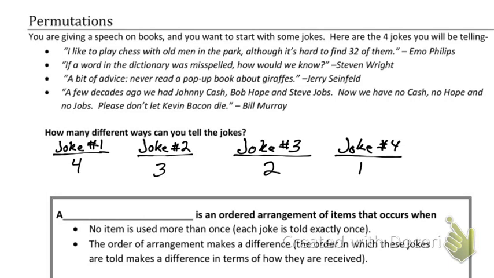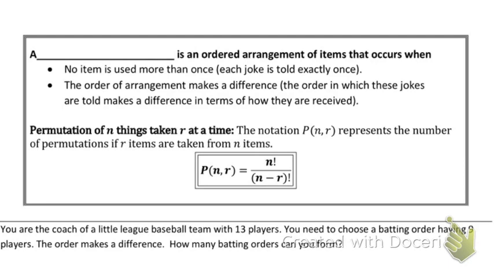I choose 1 from here, 1 from here, 1 from here, 1 from here. So to get our total number of combinations, you're just going to multiply. That is our fundamental counting theorem. This is if I'm choosing 1 from each group. So that's 4 times 3 times 2 times 1, which is 24 possible ways to tell those jokes. Bless you. And this is something called a permutation.